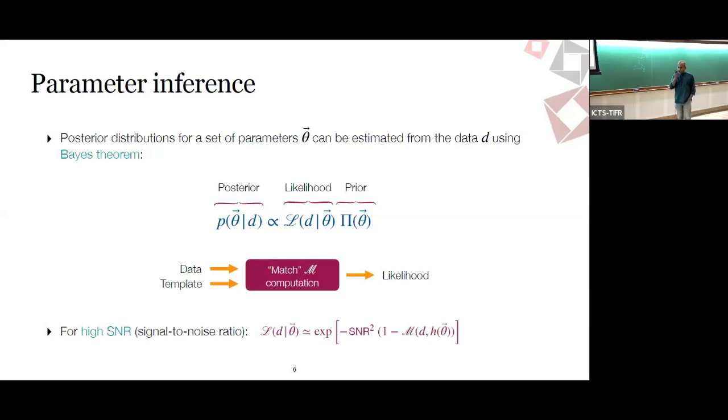So how do you actually do the constraint or the parameter inference of such signals? I'm sure people already know these things, but just for completion, for a particular set of parameters theta, you are asking what is the posterior distribution of my parameters given a set of data d, and this is given by Bayes' theorem, where the right hand side is the likelihood and the prior, and it's proportional to the probability of the given parameter theta, whichever theta parameter you are interested in.